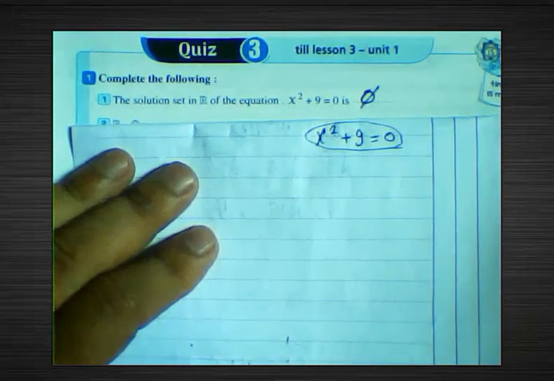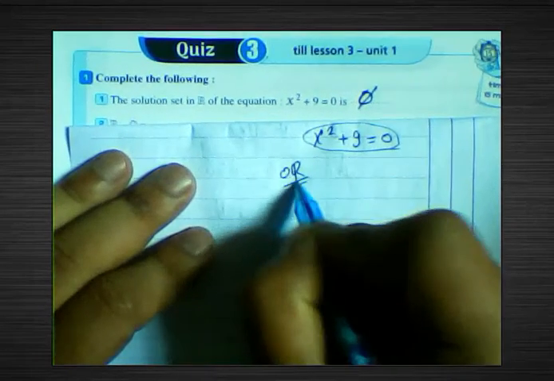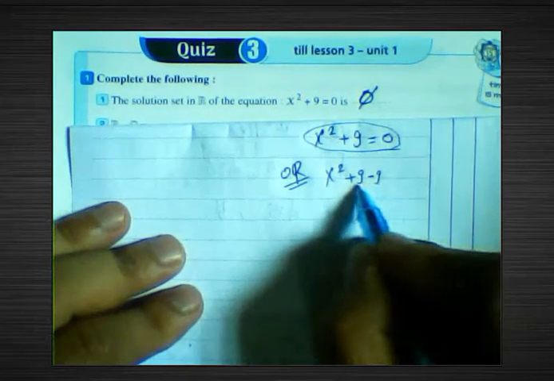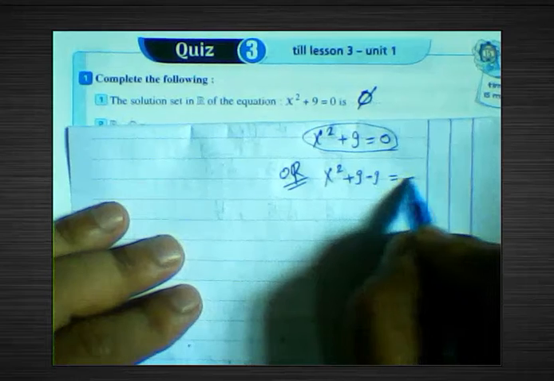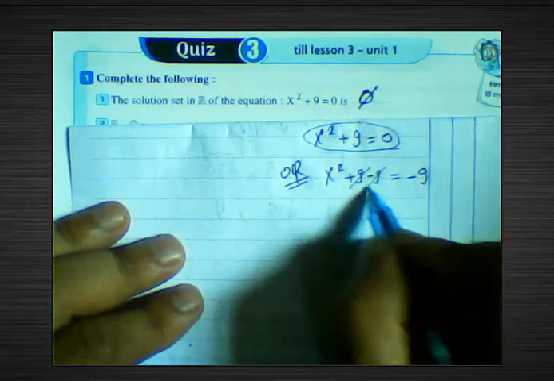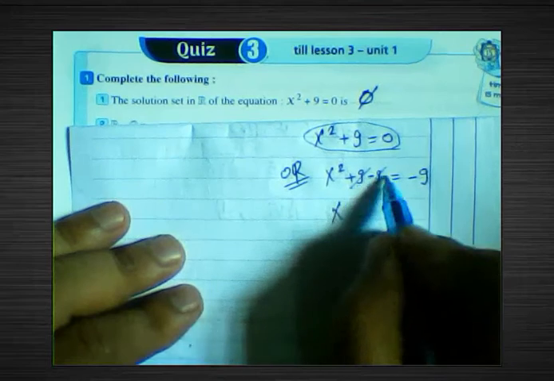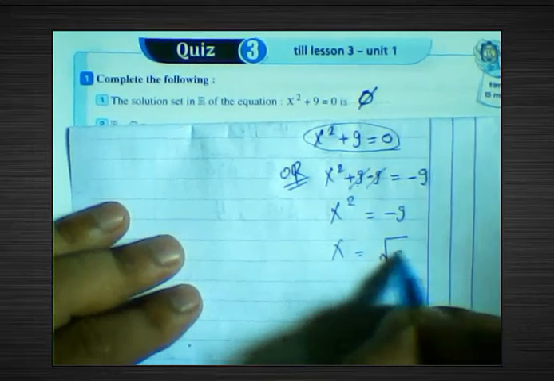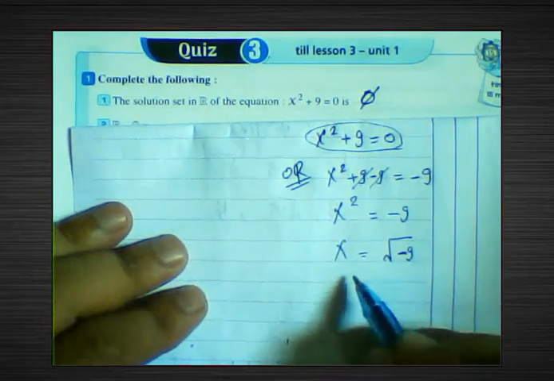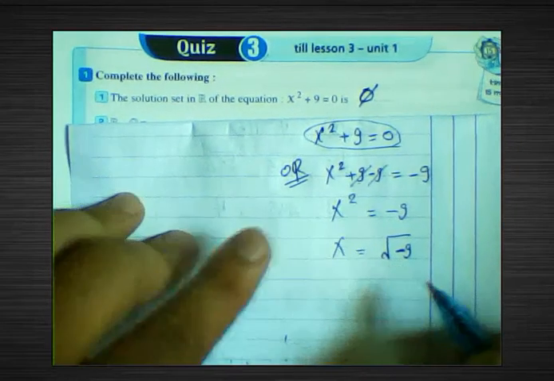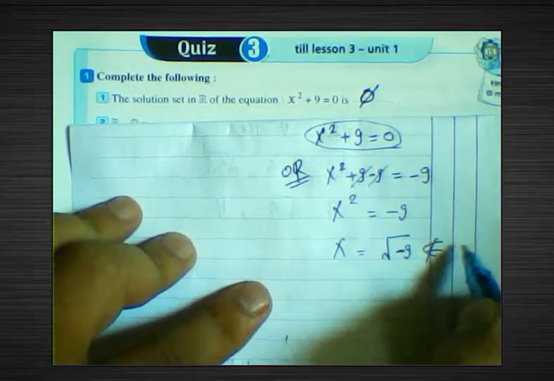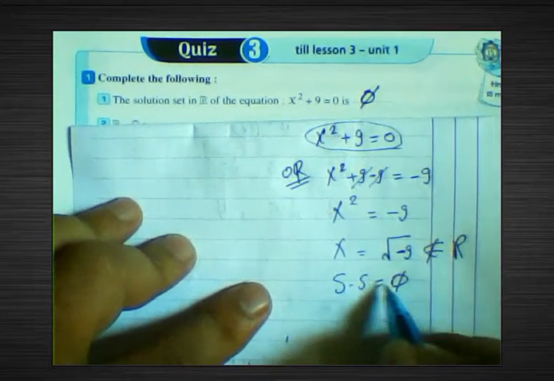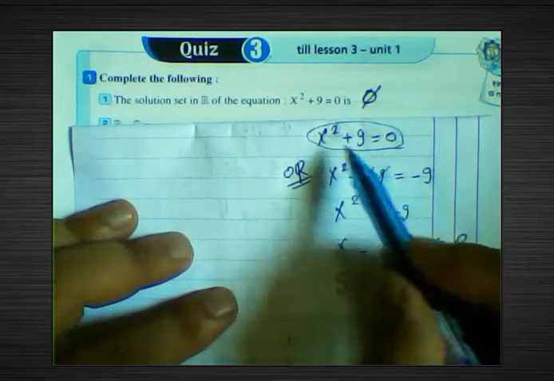We have another method, or someone can solve it by another method. He will put negative 9, the inverse of 9, here and here. He will cancel 9 minus 9, which equals 0, and x power 2 equals negative 9, and he will get the square root of negative 9. It's impossible, so it does not belong to R. So the solution set is empty.